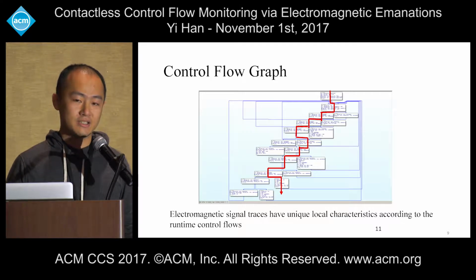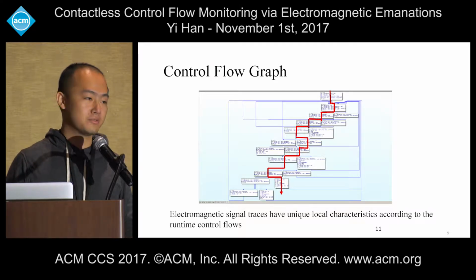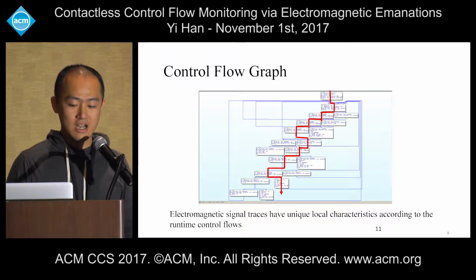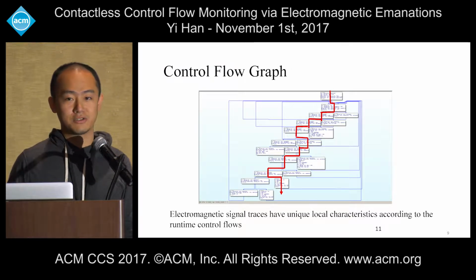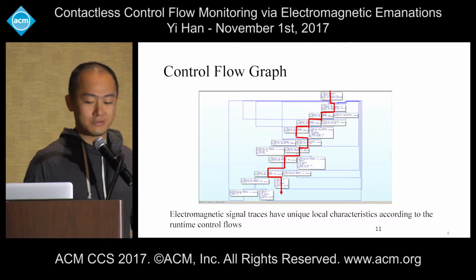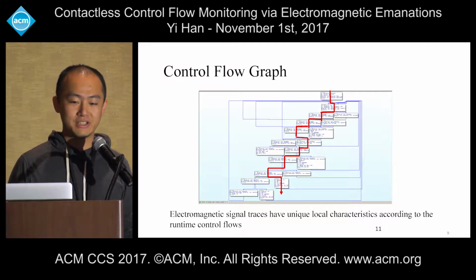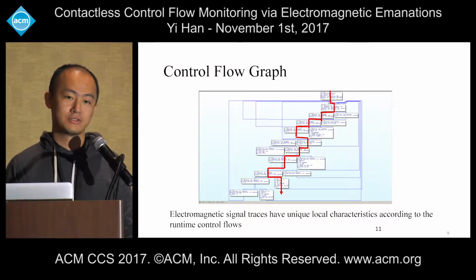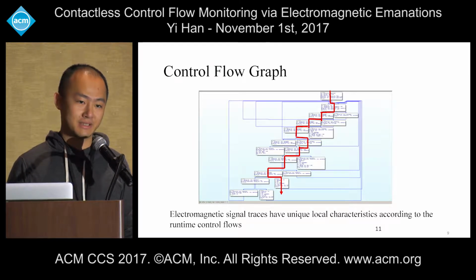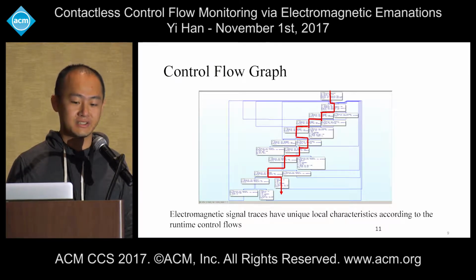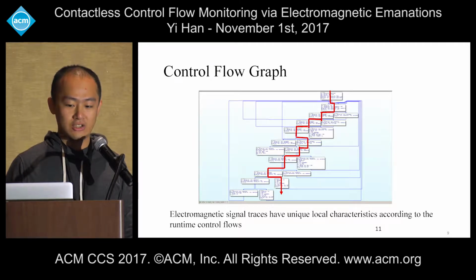So an execution of a program goes through different basic blocks, as shown here, according to the runtime control flows. Here are two examples of the control flows. They differ at the second basic block. So the EM emanations corresponding to these two control flows will be different at the time of the second basic block. This is because for that specific section of the program, different instructions are executed, so they produce different EM signal patterns.